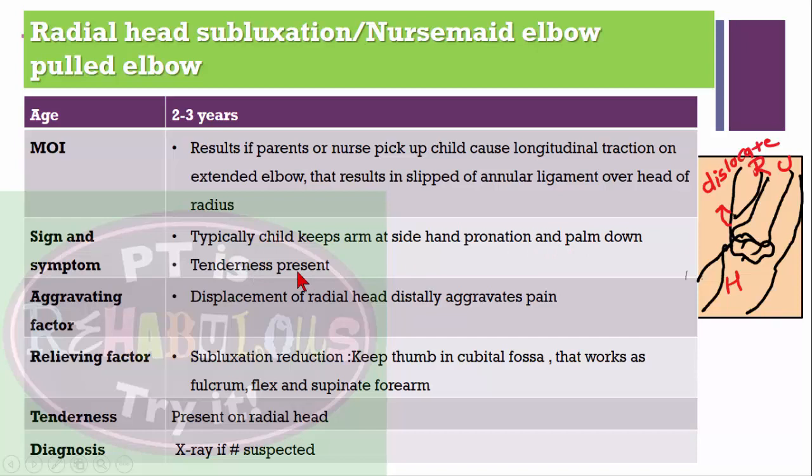Tenderness is present, meaning the child will guard the elbow. Aggravating factor: displacement of the radial head distally aggravates the pain. Relieving factor: relaxation, meaning if we relocate the subluxation, so subluxation reduction, that will relieve the pain. At that time we have to keep the thumb in the cubital fossa, which works as a fulcrum, and flex and supinate the forearm. Tenderness is present over the radial head. X-ray is necessary if a fracture is suspected.